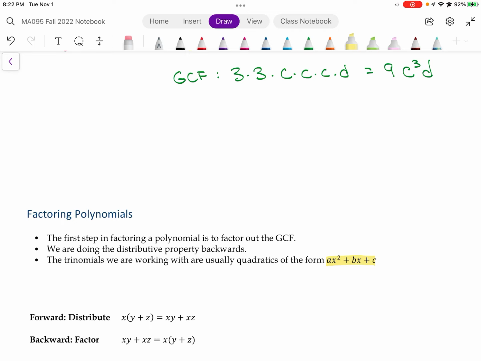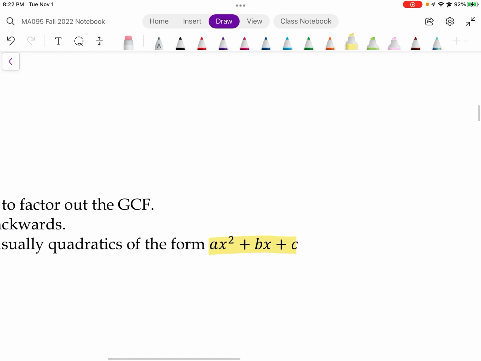The trinomials we are working with are usually quadratics in standard form. So the thing you need to recognize here is this form, that the letter we use for the coefficient in front of x squared is a, in front of x is b, and the constant we use c. And that's what we always do. And we're going to use that a lot in the next couple of videos here.